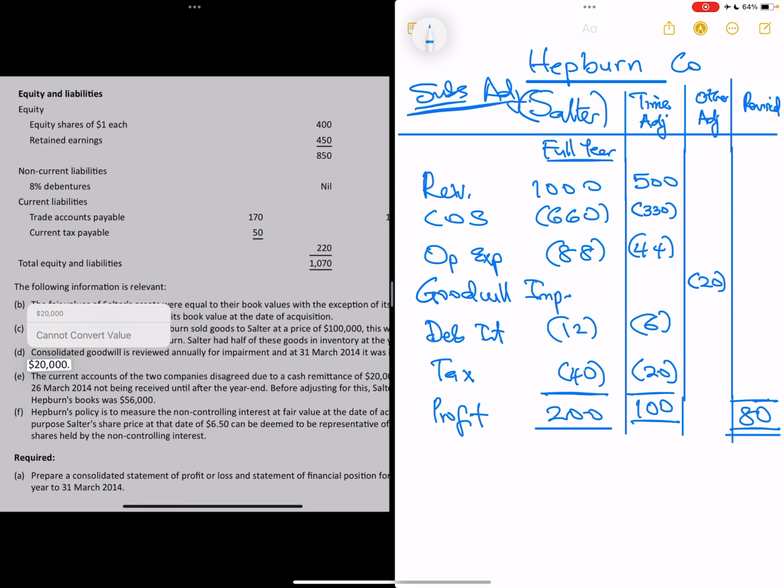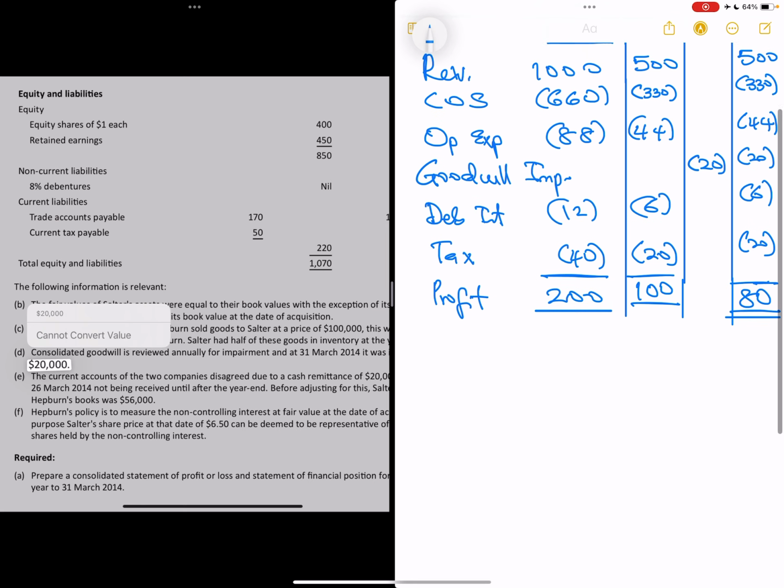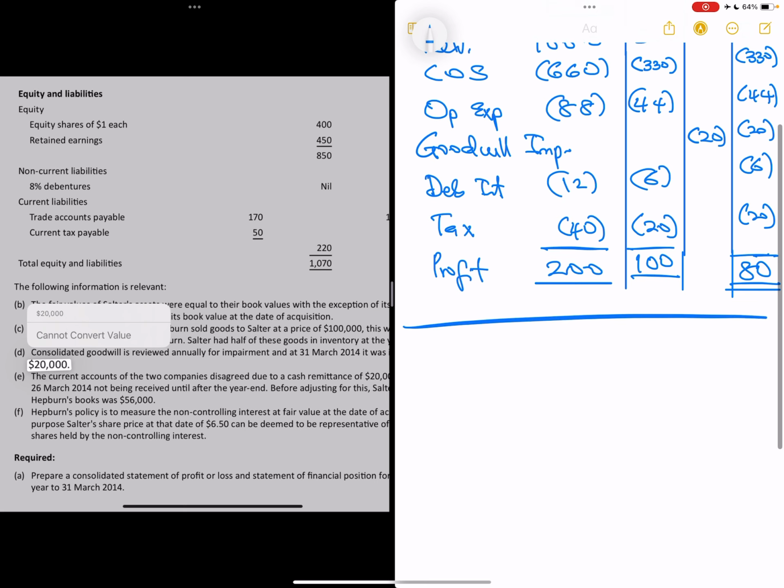So that is it. The final FS for the subsidiary will be 500, 330, 44, 20, 6, and 20. And that will give us 80. That is it for the subsidiary. The same process we have to do for the parent, Hepburn.